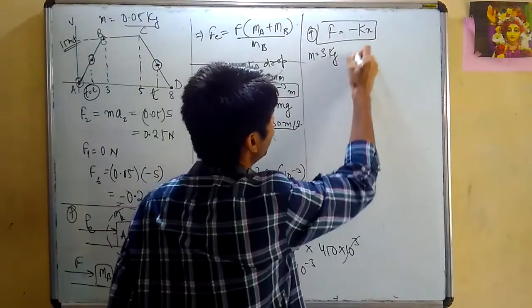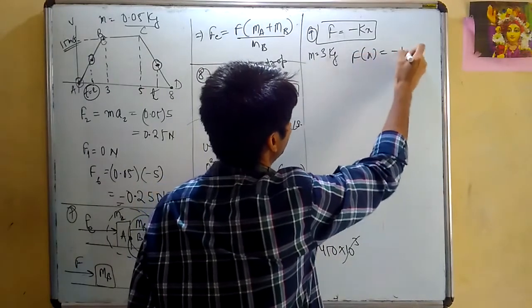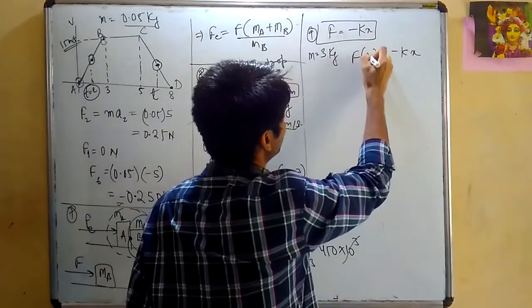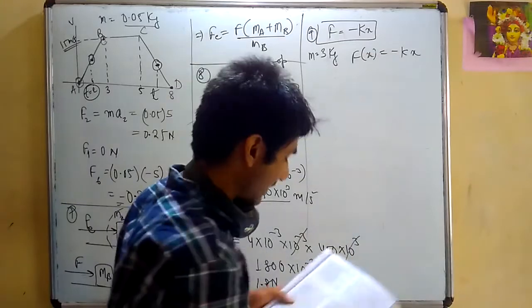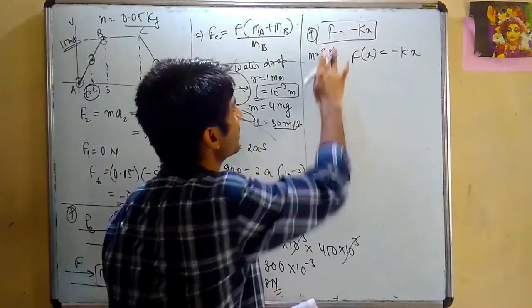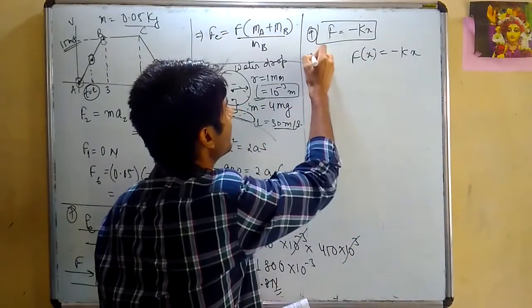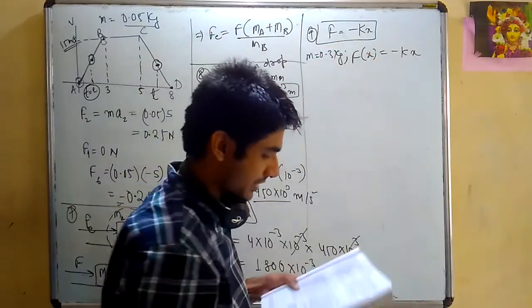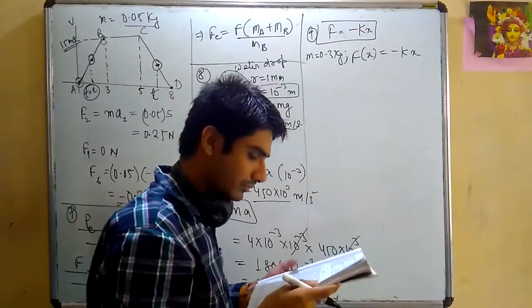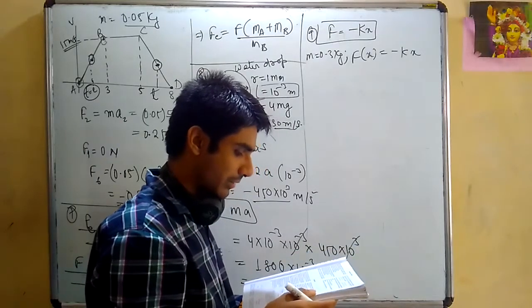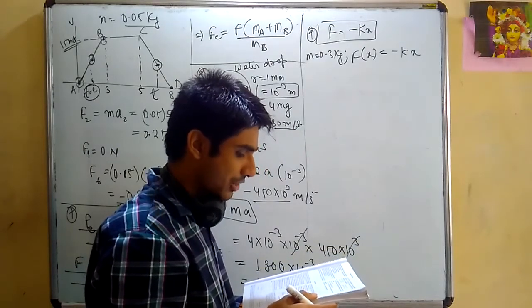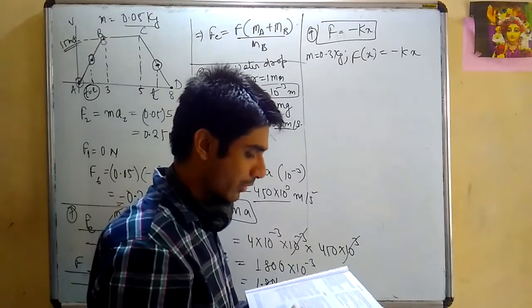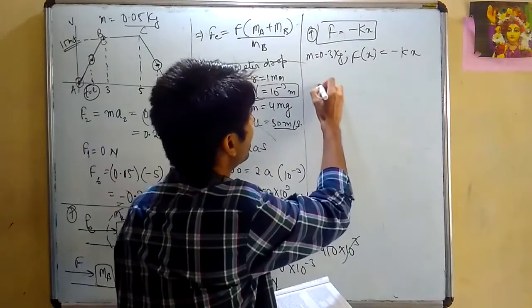It can also be written like this. Force is a function of x, and that is minus kx. That's it. Mass is given, I guess, as 0.3 kg. Now it is said k is given to you as 15 Newton per meter. What will be its initial acceleration if it is released from a point x equals 20 centimeter?